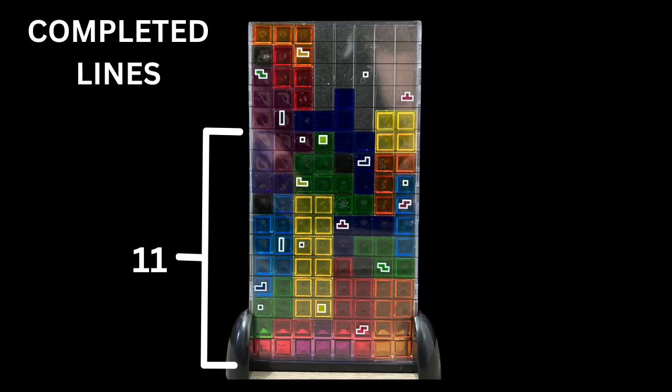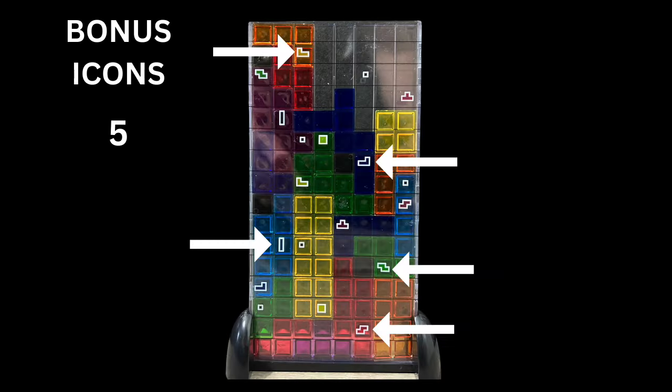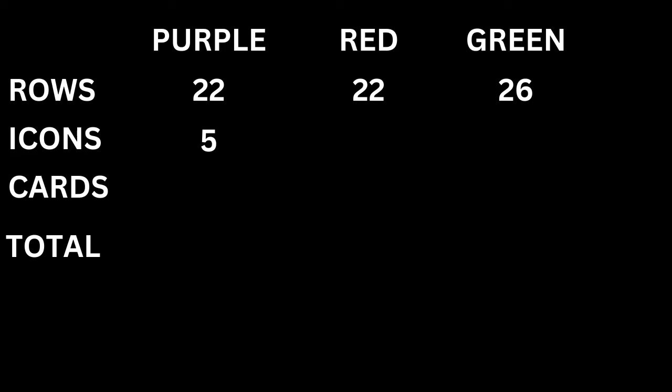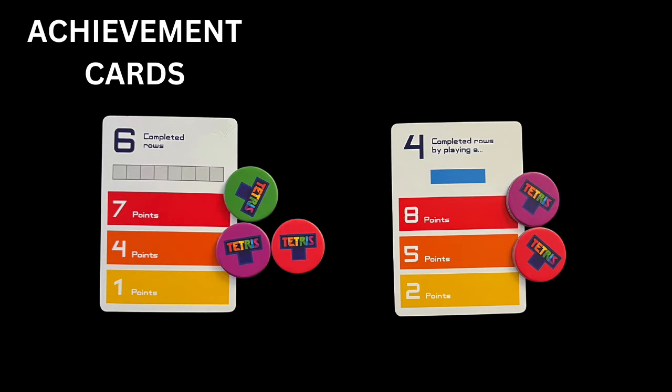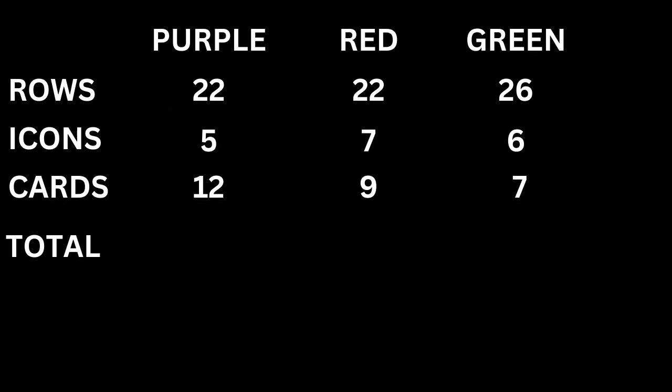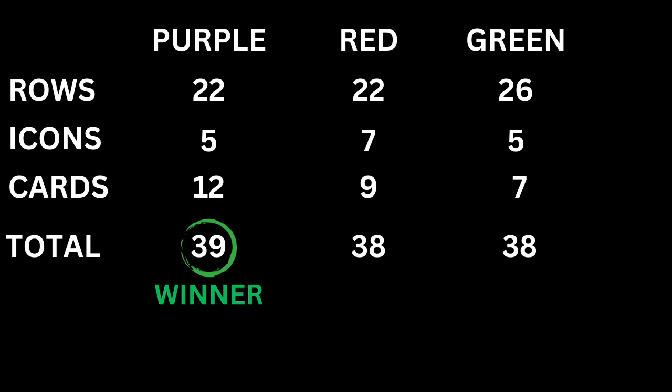2 points are awarded for each completed line in a player's matrix tower. Here, purple has 11 completed rows for 22 points. 1 point is awarded for each bonus icon covered by its matching playing piece within the matrix tower. Here, purple has 5 matching icons for 5 points. Then, points from the achievement cards are awarded based on where each player's tokens are at. The final scores are calculated and the player with the most points wins the game.